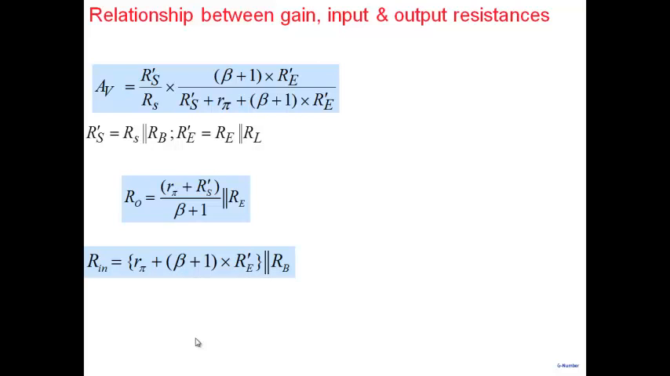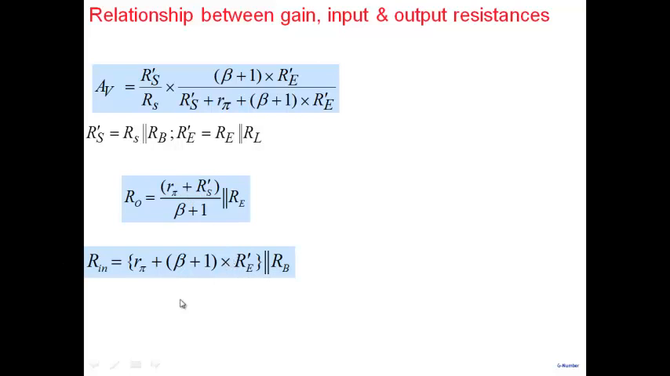Okay, so here are the values for us. We have all the gain here. A little bit of change of notation: instead of RS parallel RB, we've called it RS dash, and Re parallel RL, we've called it Re dash here. So we have the gain expression, the source output resistance expression, and the input resistance expression here.